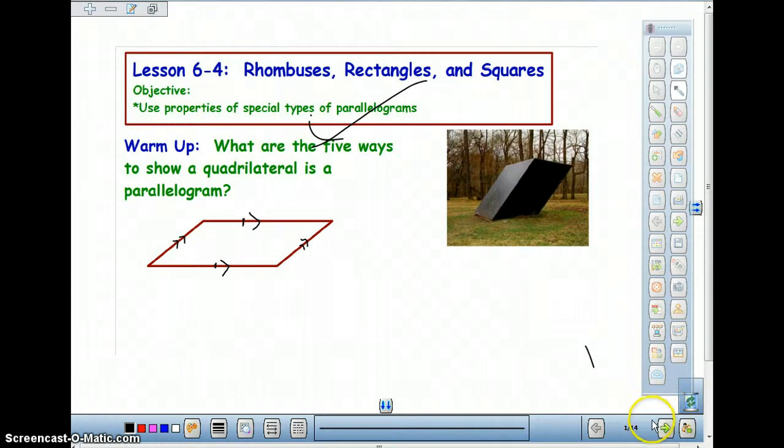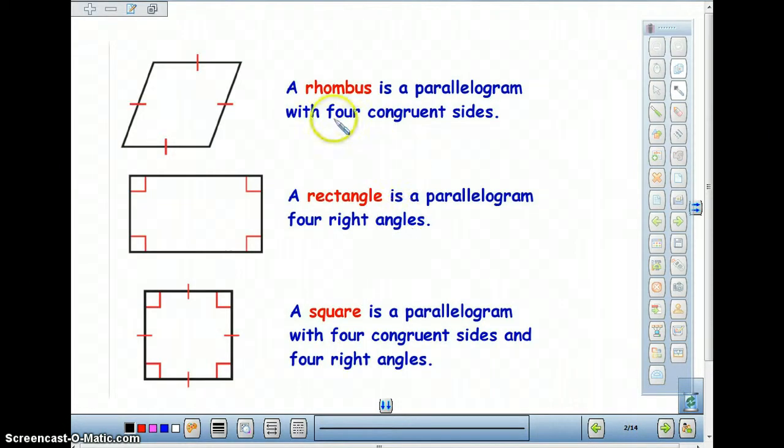Okay, we're going to get into some special parallelograms right now. These are our 3 special parallelograms. All of them still have properties of parallelograms, but they also have some other properties that we're going to have to talk about. First one is a rhombus, and that has 4 congruent sides. That's all we know, is that their sides are congruent, and then the properties of parallelograms also. A rectangle has 4 right angles, and a square has 4 right angles and 4 congruent sides.